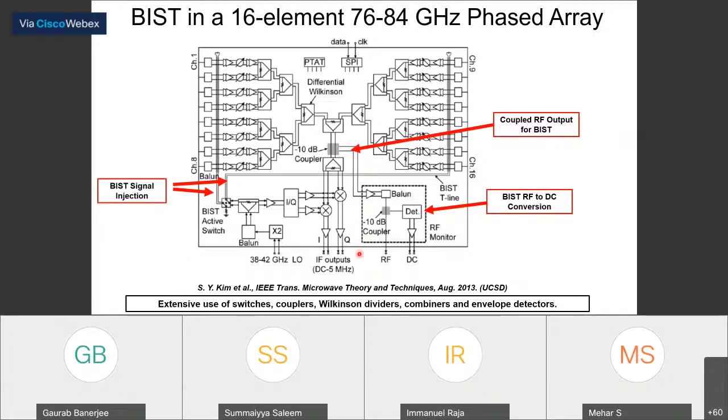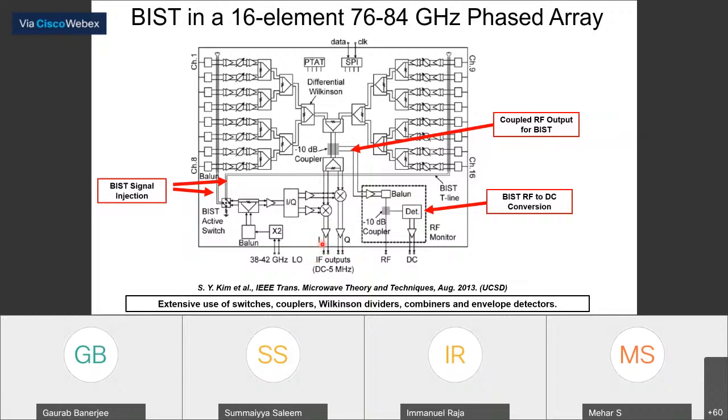So what they have done is very simple. In this chip, you can see there are these receiver chains. Each one of these chains is going in here. They have these Wilkinson combiners. And then finally this comes in, and this is the baseband output. They mix it down, and they have the baseband output here.